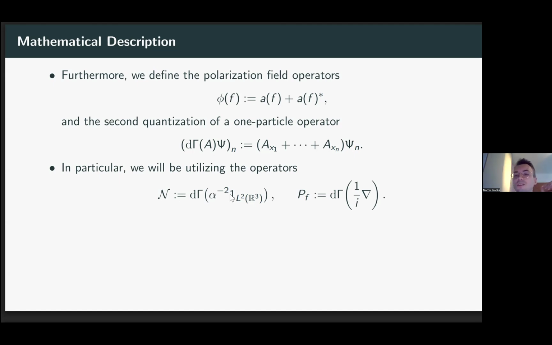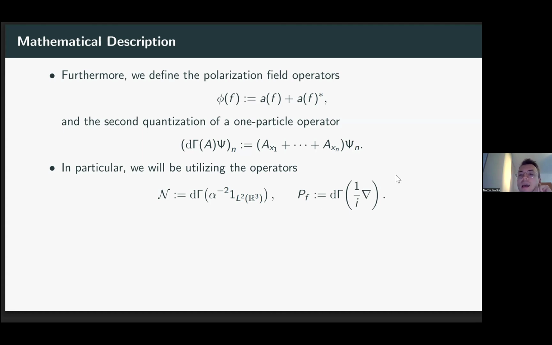Again, it makes the formulas look nicer. And then the second kind of second quantized operator I need is the field momentum operator. So capital P, this is for momentum. The subscript small f stands for field. So this should represent the momentum of the polarization field. And it is just the second quantization of the one particle momentum operator.